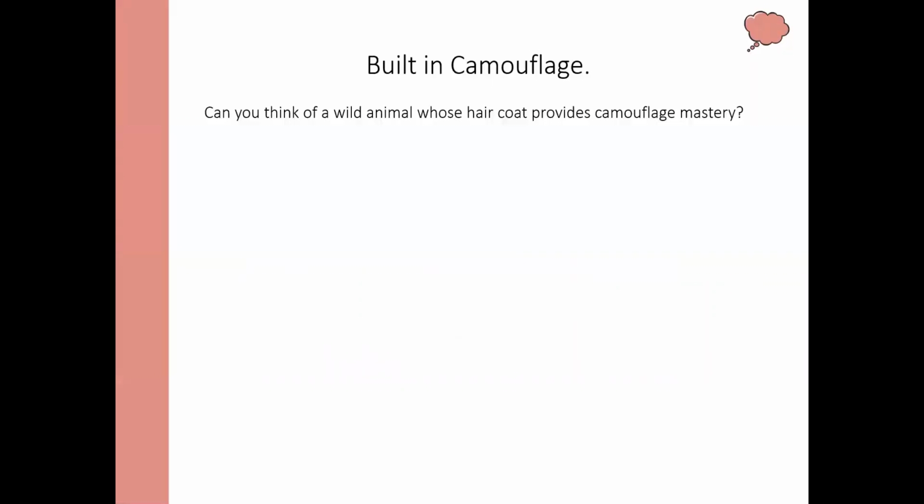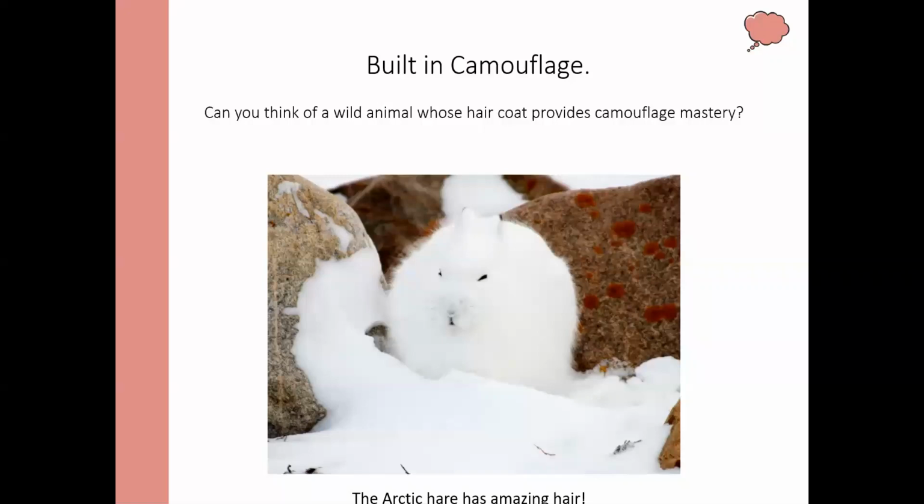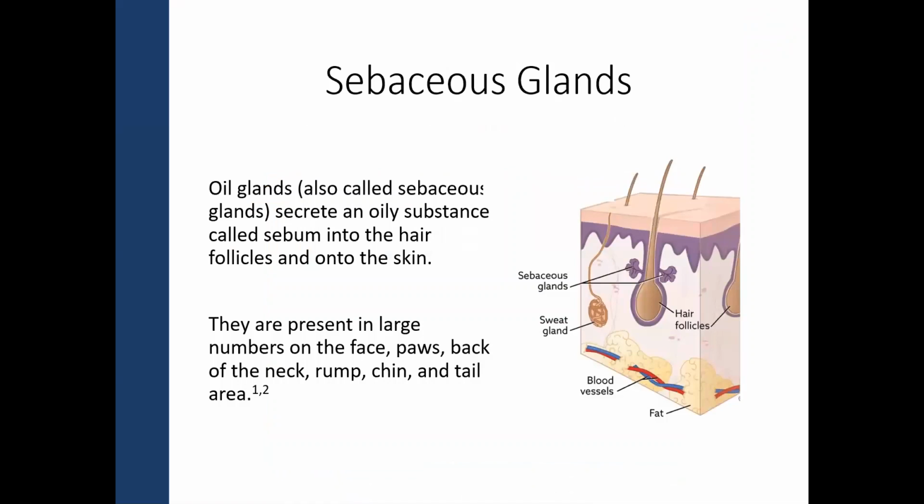And a built-in camouflage. Can you think of a wild animal whose hair coat provides camouflage mastery? The Arctic hare has amazing hair. Sebaceous glands. Oil glands, also called sebaceous glands, secrete an oily substance called sebum into the hair follicles and onto the skin. They are present in large numbers on the face, paws, back of the neck, rump, chin, and tail area.